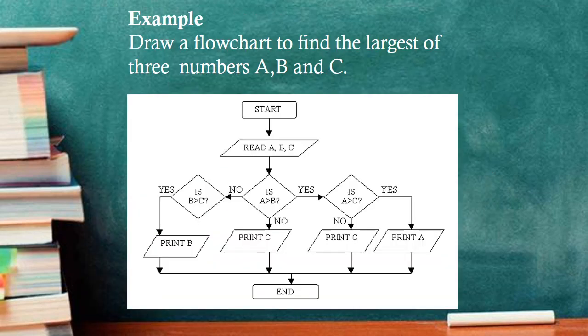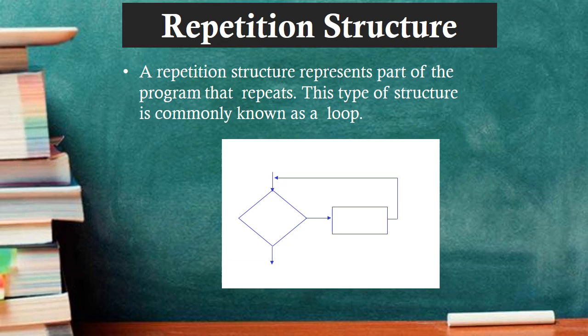Here we have another example of a selection flowchart to find the largest of three numbers A, B and C. Moving to the third control structure, that is the repetition structure. The repetition structure represents a part of a program that repeats. This type of structure is known as a loop.